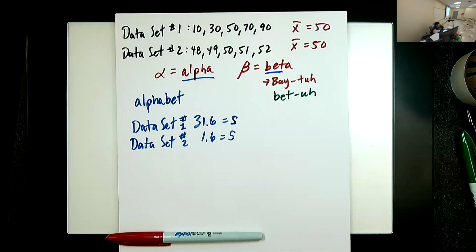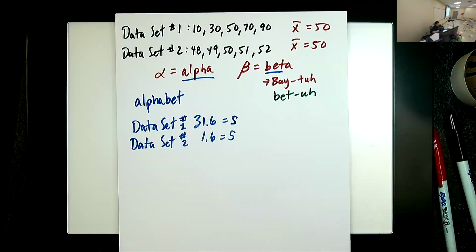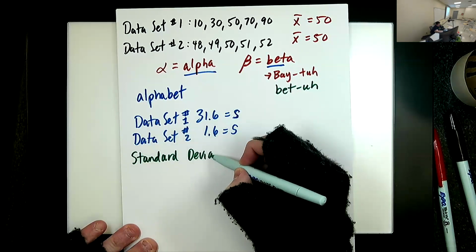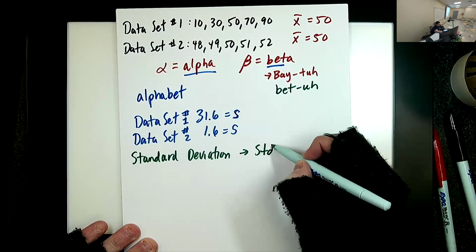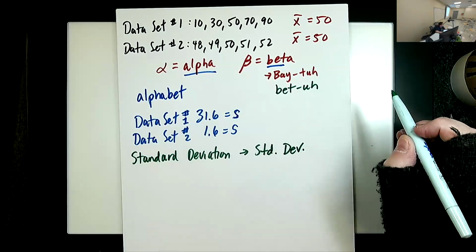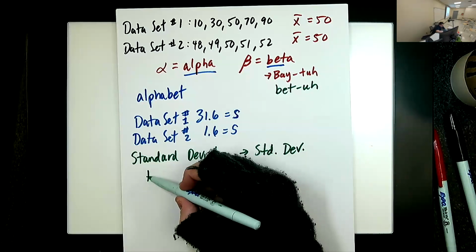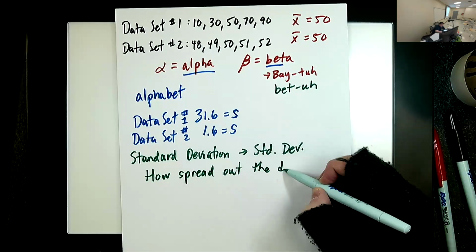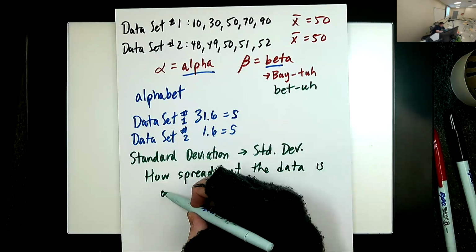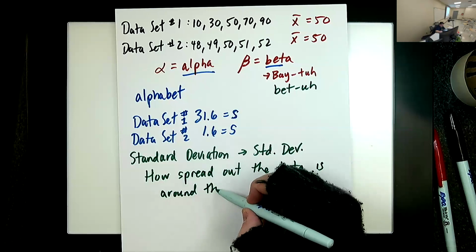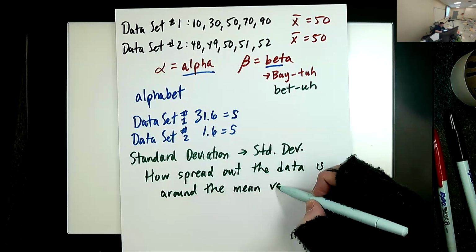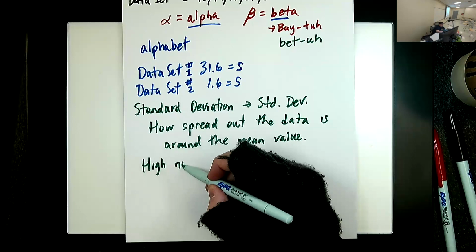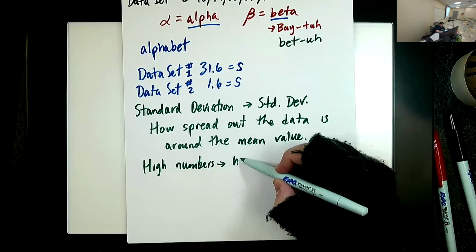This gives us more information. What standard deviation is showing us, frequently abbreviated, unfortunately, std.dev, is how spread out the data is around the mean value. So high numbers mean higher spread.